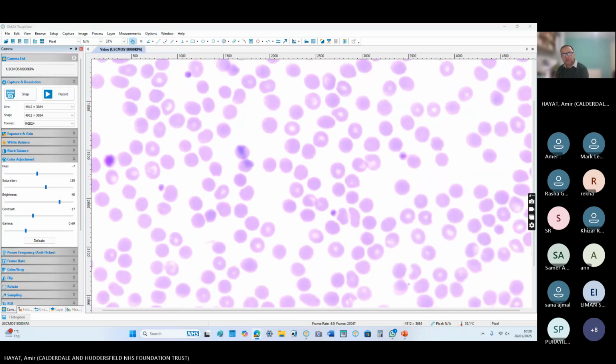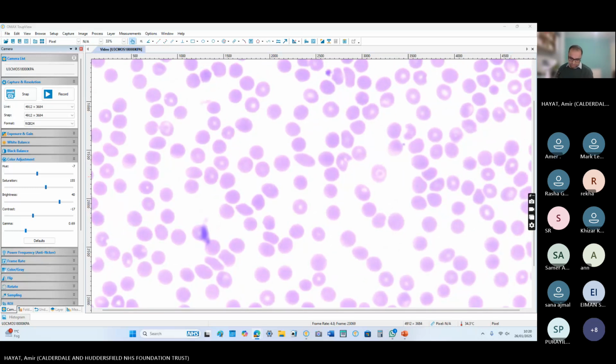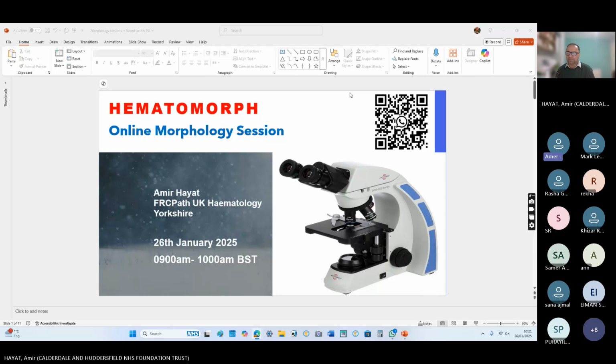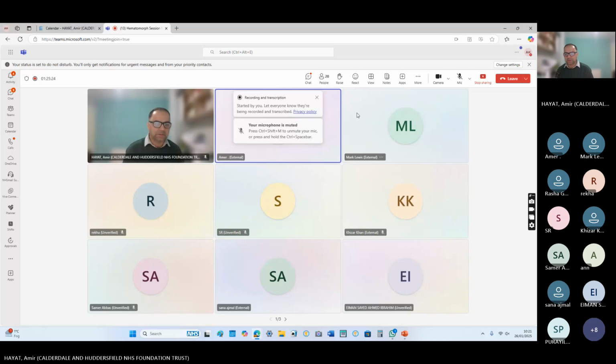Right. So this was the last case. These were the general hematology cases today, and they will come to the exam. I'm not the examiner, but they will come to the exam. So be ready for that.